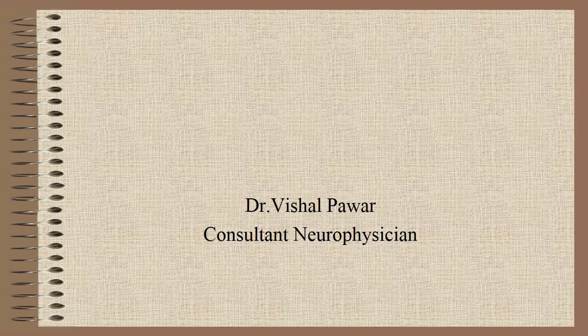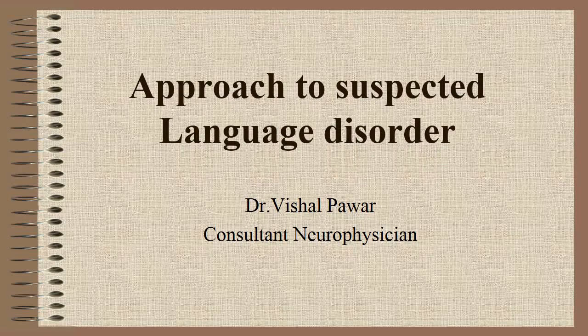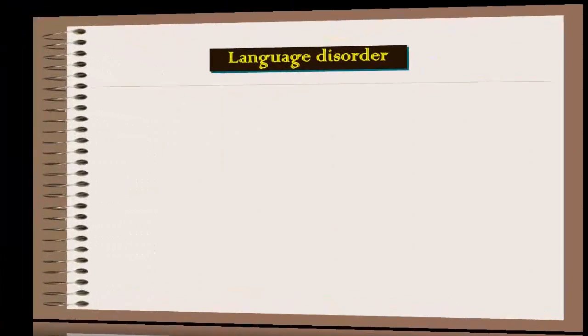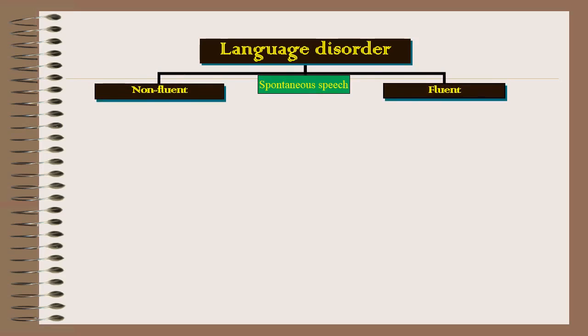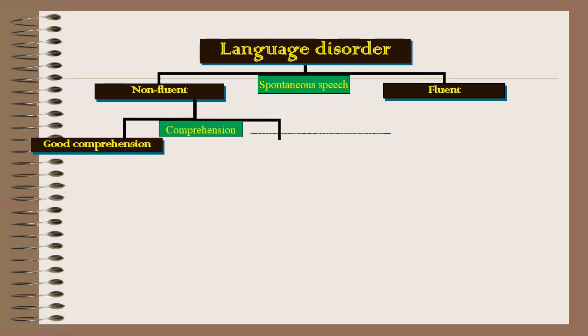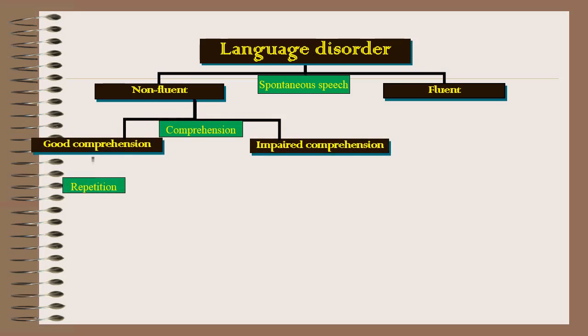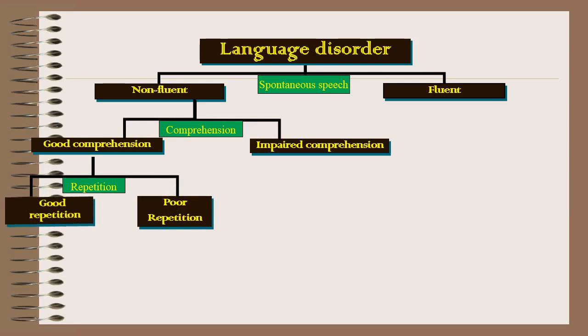In this video, I am going to discuss the approach to a patient with suspected language disorder. If a patient is having a suspected language disorder, check for spontaneous speech output, whether it is non-fluent or fluent. If it is non-fluent, check for comprehension, whether it is good or impaired. If the comprehension is good, check for repetition, whether it is good or poor.